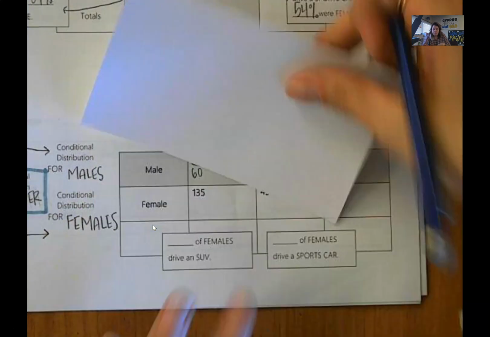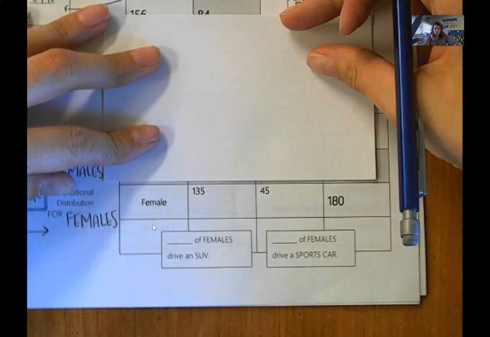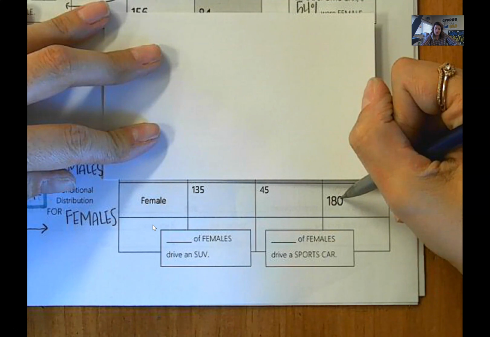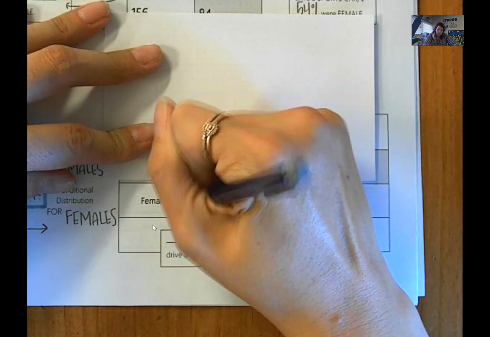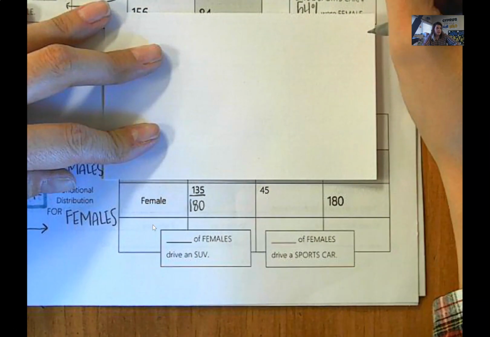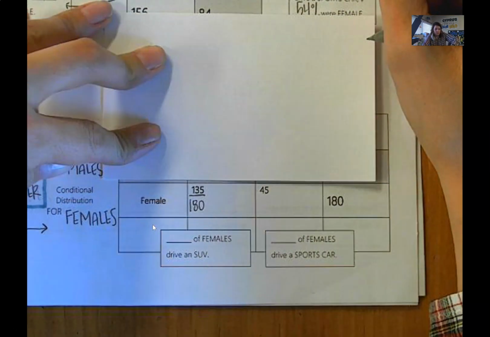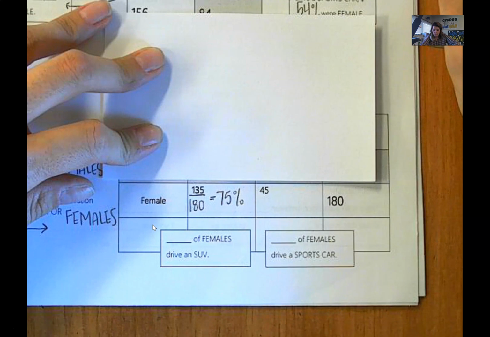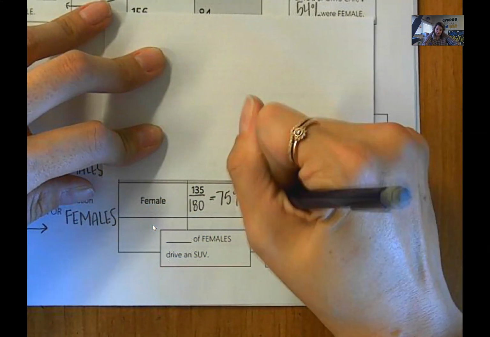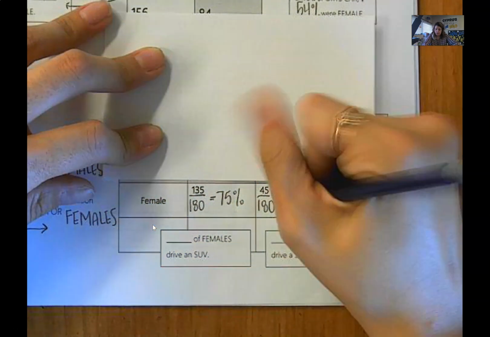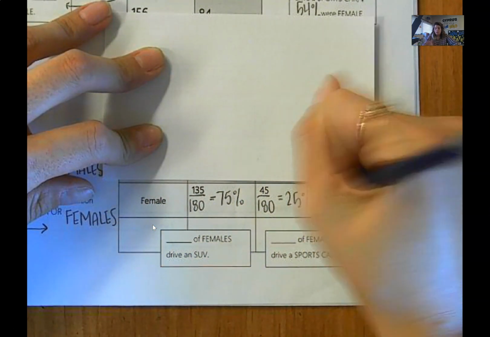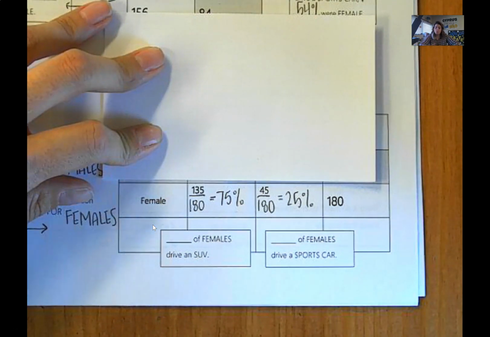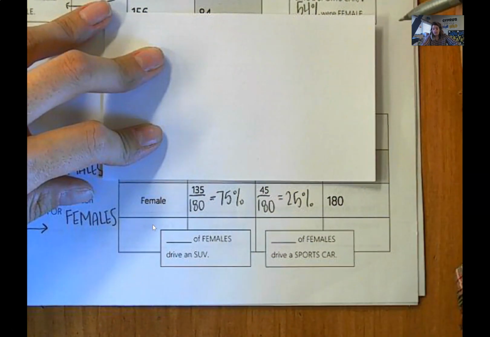Now we do something similar to the female row, except for this time all of our proportions are based off of 180, the total number of females. So of all the females, 135 of them drove an SUV. That is 75%. And of all of the females, 45 drove a sports car. That is 25%. Once again, this information supports our thoughts from the beginning. Females are more likely to drive an SUV.